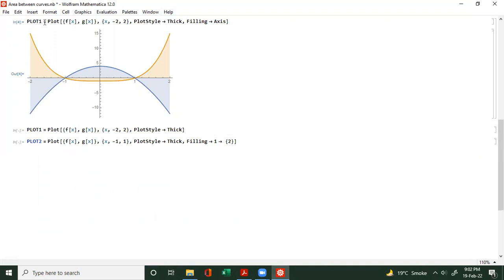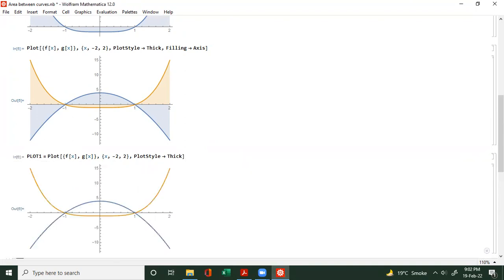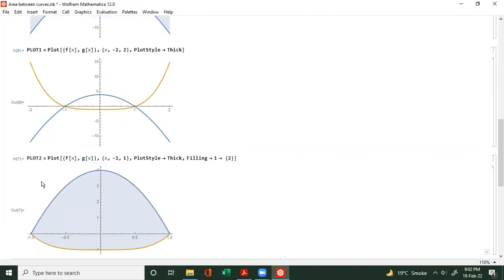So I am going to execute the command again. I give the command of plot f of x comma g of x, and plot style thick, and ignore the filling axis. So that is the graph of f of x and g of x. And here I am giving some extra condition: fill the region between curve 1 and curve 2. So that is the region.